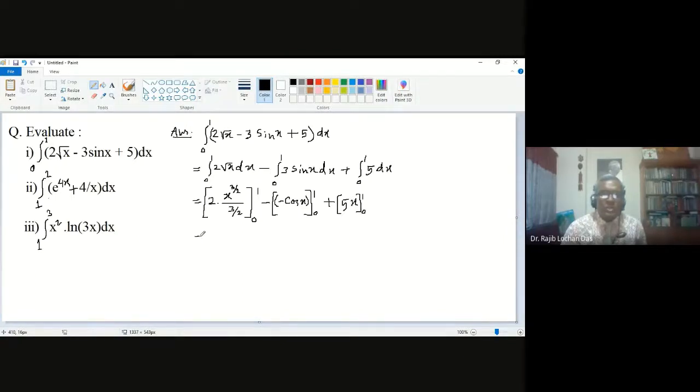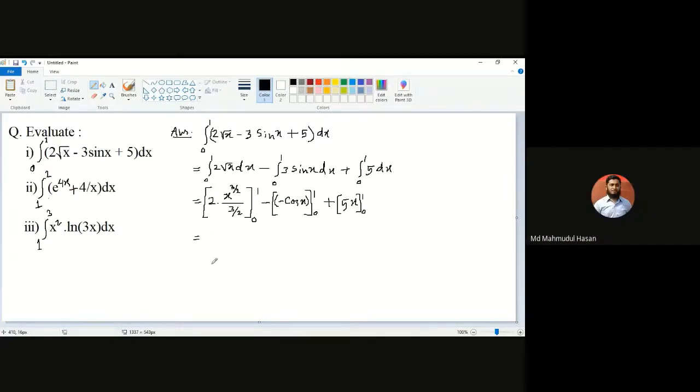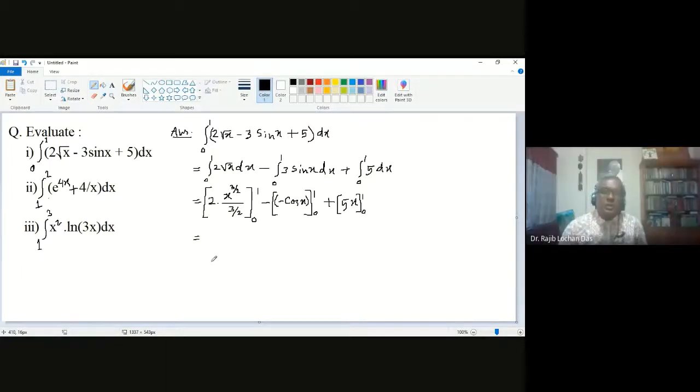Go to the next line. 2 divided by 3 by 2. Sir, 3 is minus cos x, no? Yes, minus, you are right. Three has to be there. So it is minus 3 cos x. You can say, okay, it is minus 3 cos x, right? Yes, sir. Minus 3 cos x. Okay.